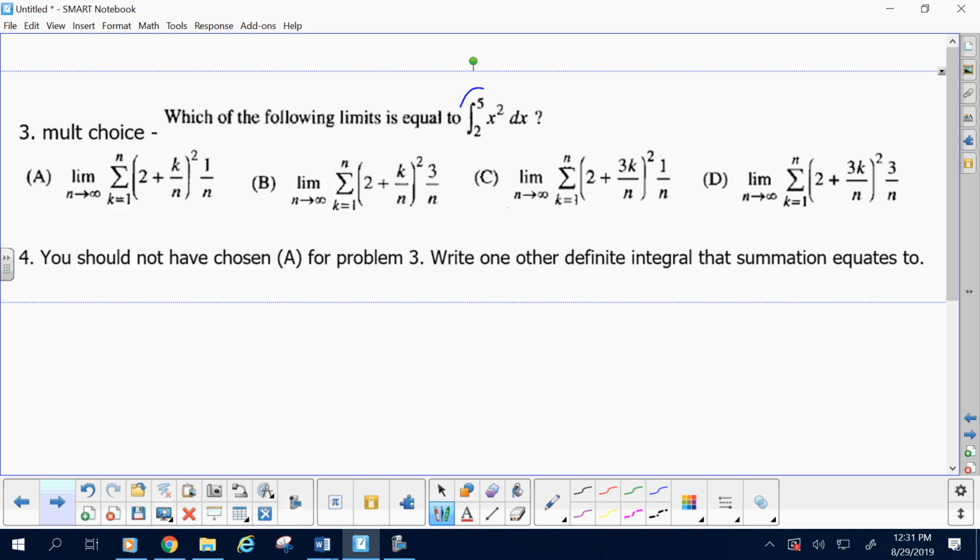Okay. So first of all, what's the delta x? The delta x is 3 over n. So this is out, and this is out. All right. Because they had the wrong delta. Okay.